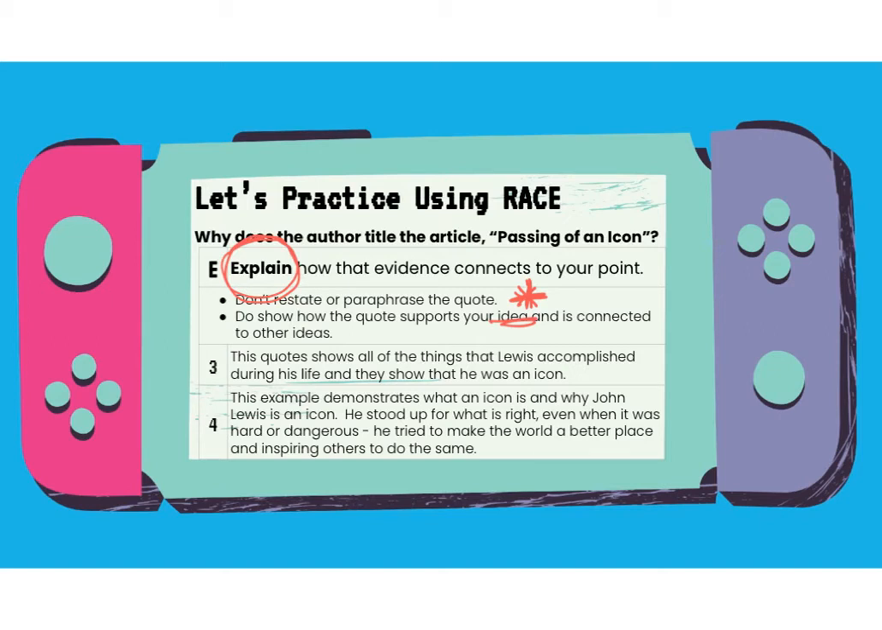So here's how we might do it. This quote shows all of the things that Lewis accomplished during his life, and they show that he was an icon. So that's kind of your sentence starter that I underlined. So that's a level 3. Passing, great. Let's look at level 4. This example demonstrates what an icon is and why John Lewis is an icon. He stood up for what is right, even when it was hard or dangerous. He tried to make the world a better place by inspiring others to do the same. I got tripped up. Okay, and both of these connect back to what I said my answer was, my A.